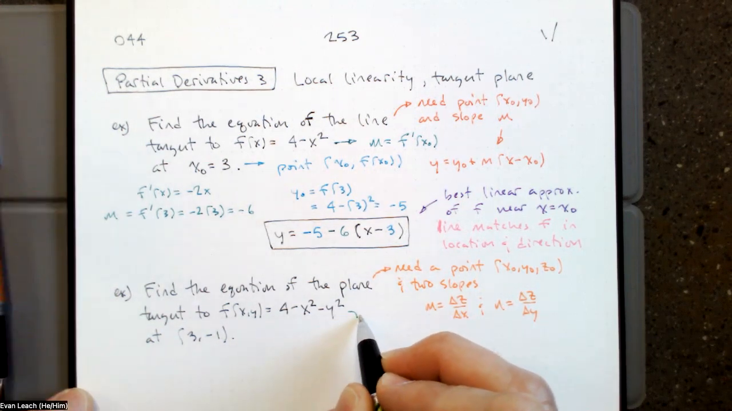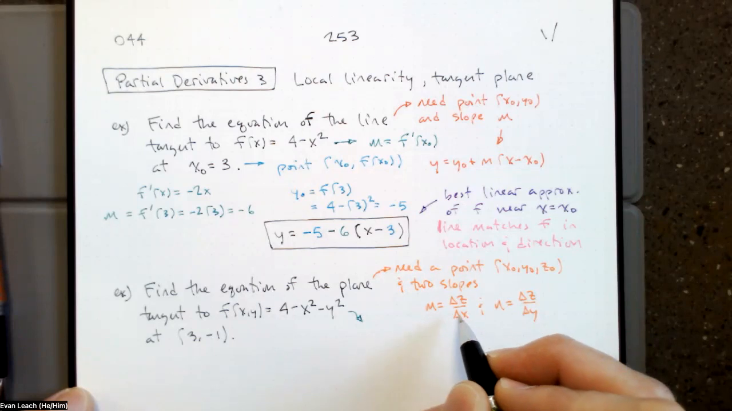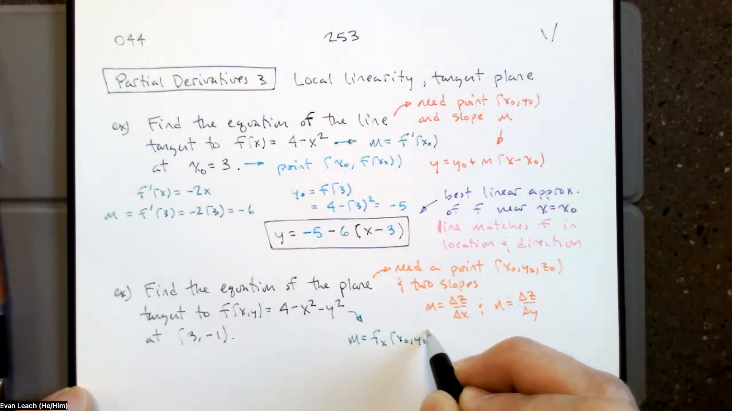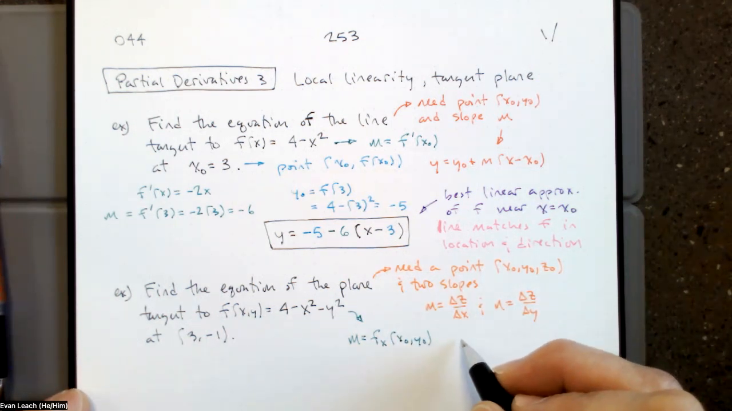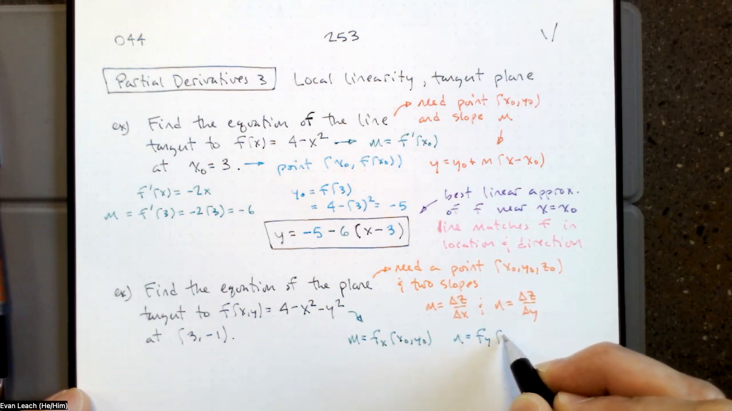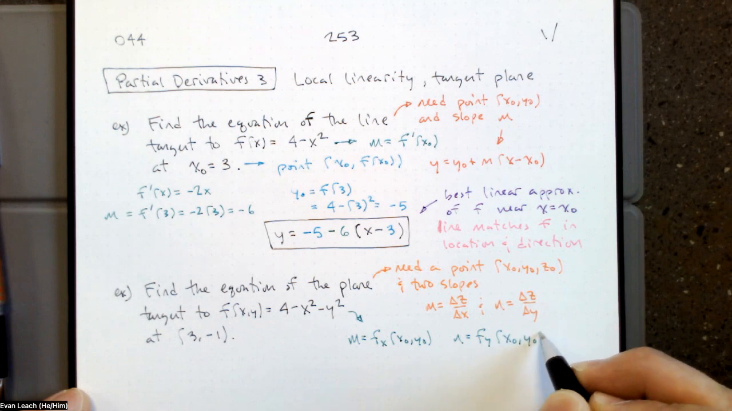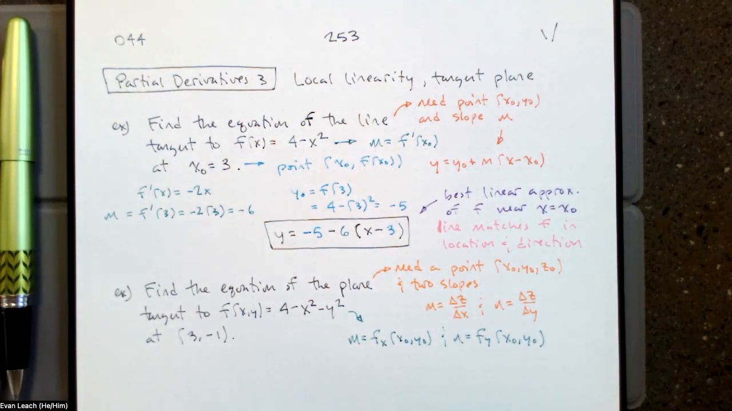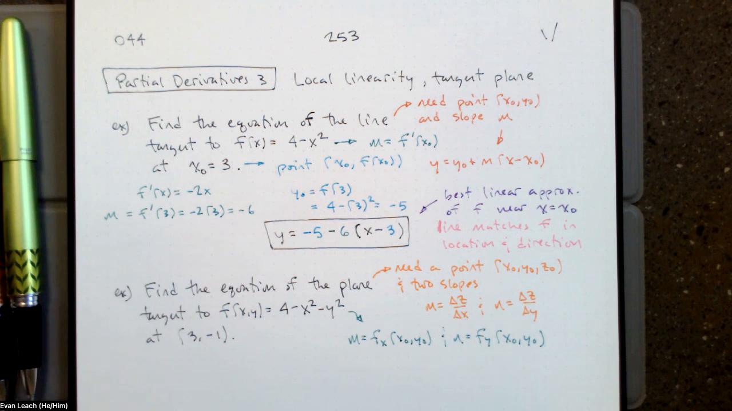So our slope in the x direction will be fx at x naught, y naught. And our slope in the y direction will be fy at x naught, y naught. We need a point and two slopes. The tangent is what's telling us how to find those two slopes. And this is at the point 3, -1. So here's our point.